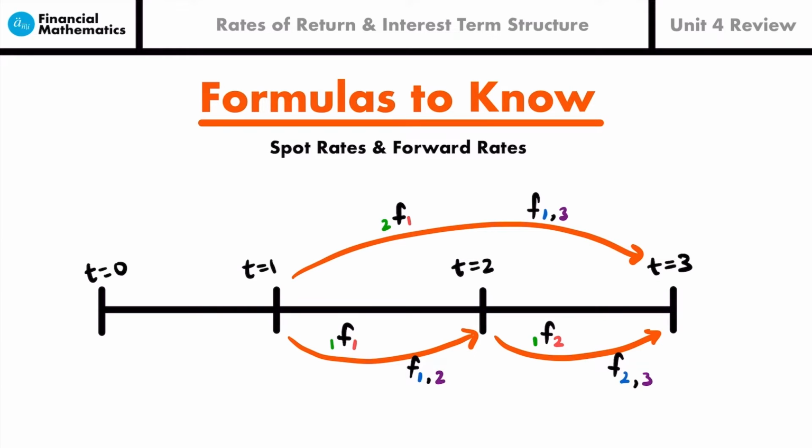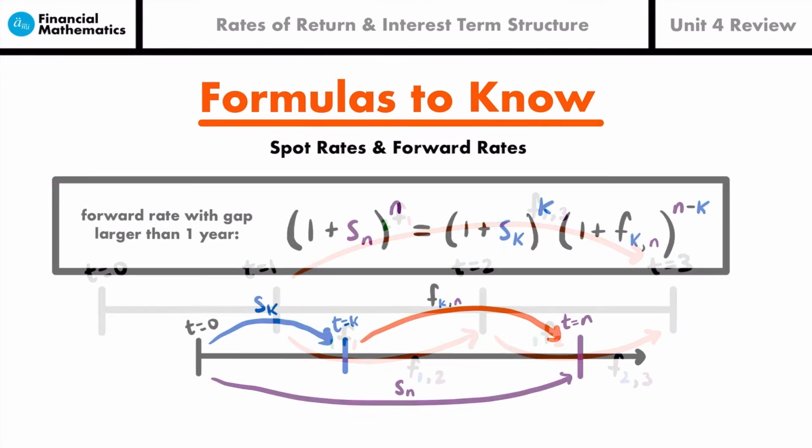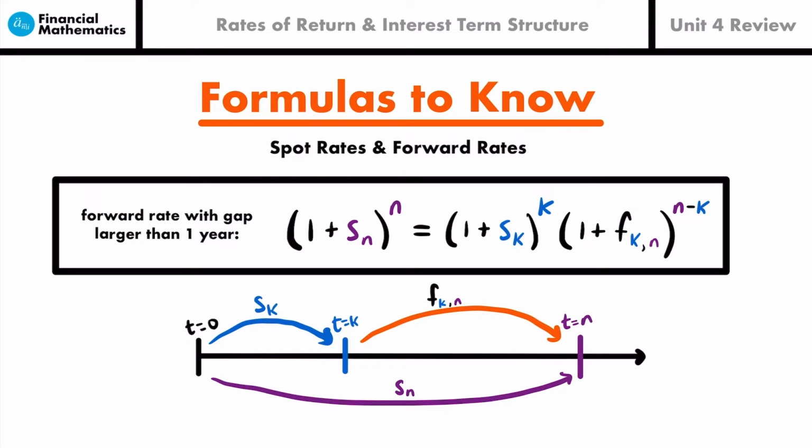All right, but as promised, let's take a look at the formula for a forward rate that spans a gap larger than 1 year. In most cases, forward rates that you work with will only span 1 year, but it's not out of the realm of possibility that you will need to work with a forward rate that does span a gap larger than 1 year. If that's the case, this is the formula you want to work with.